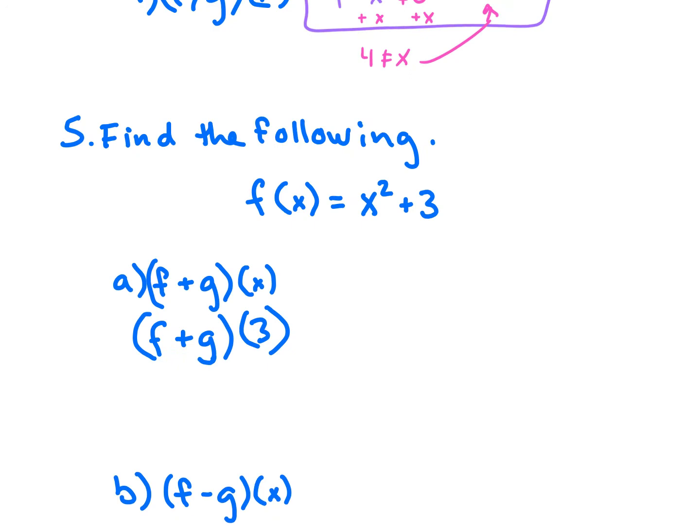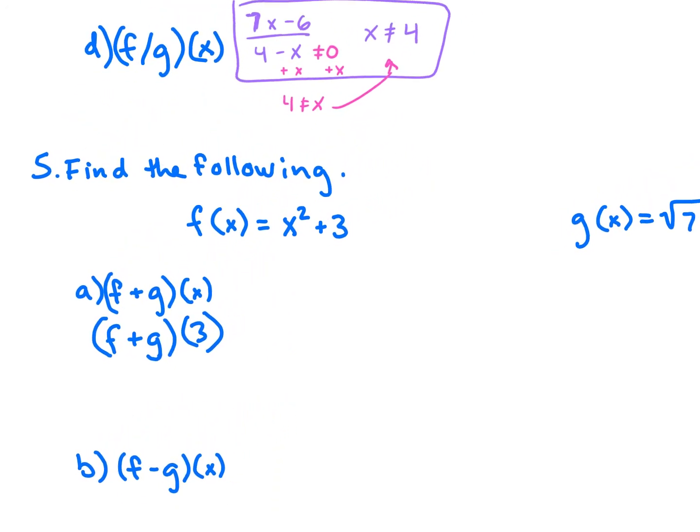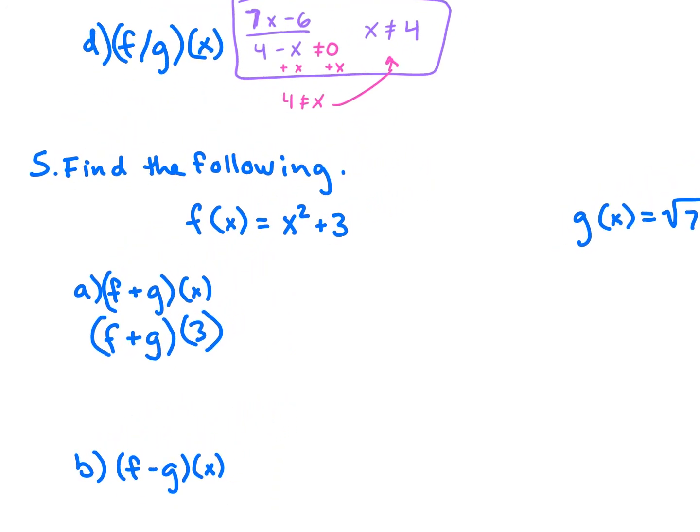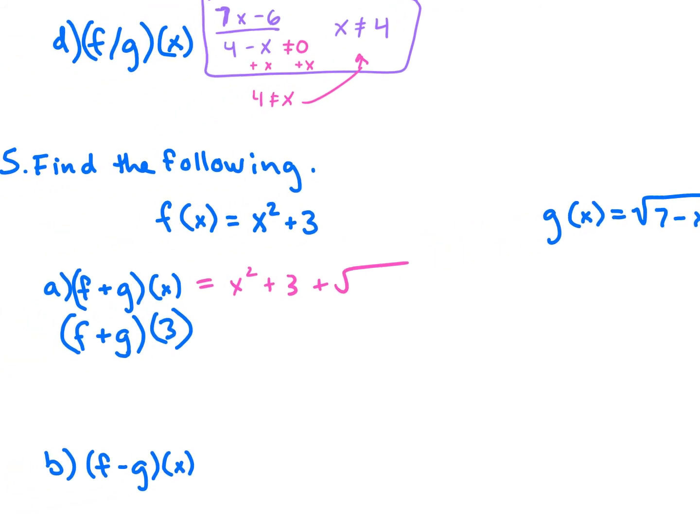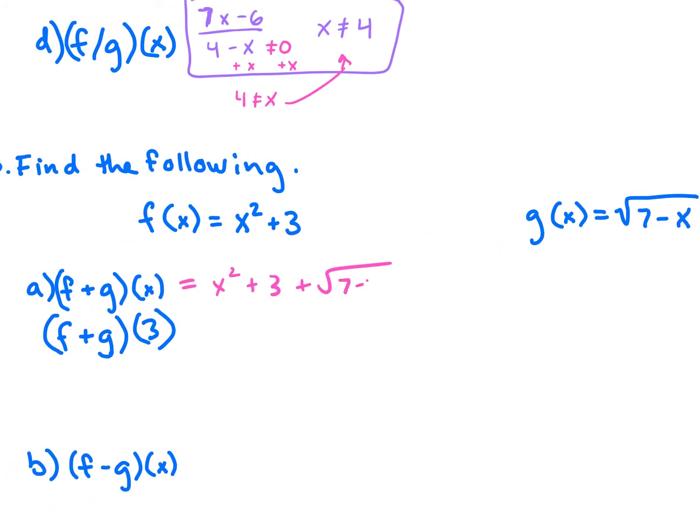All right, let's do number 5. This one will ask us for the domain, so we'll have to find it there. First thing we want to do is add our two functions. So x squared plus 3 plus the square root of 7 minus x. That's it. Can't simplify, can't combine any like terms.